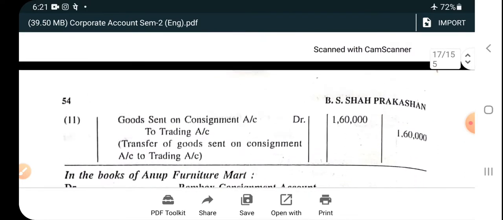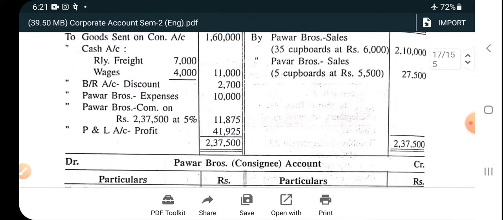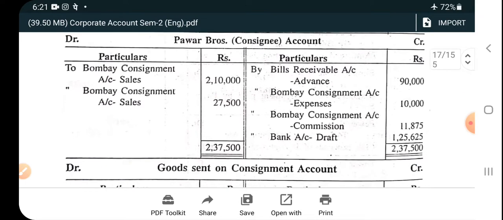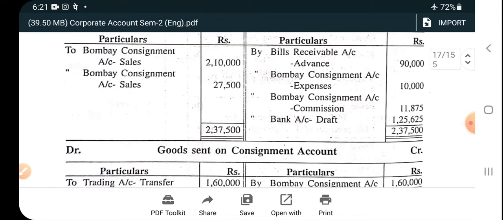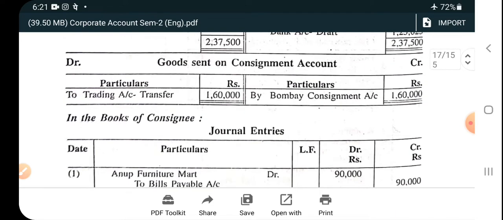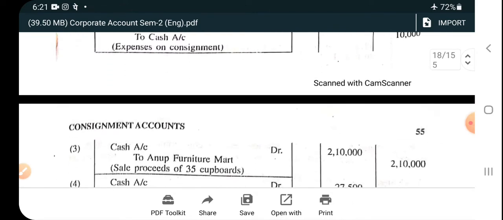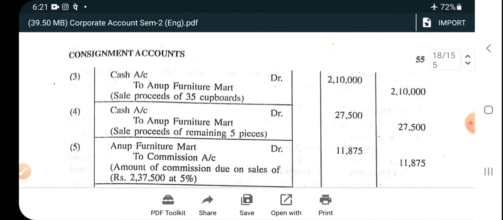27,500. Okay, the consignee had made this sale, so naturally once again this journal entry will also come in the book of consignee. So this is the book of consignee. The consignee had made the sale. The reason why: cash comes to the consignee. So cash and bank account debit.